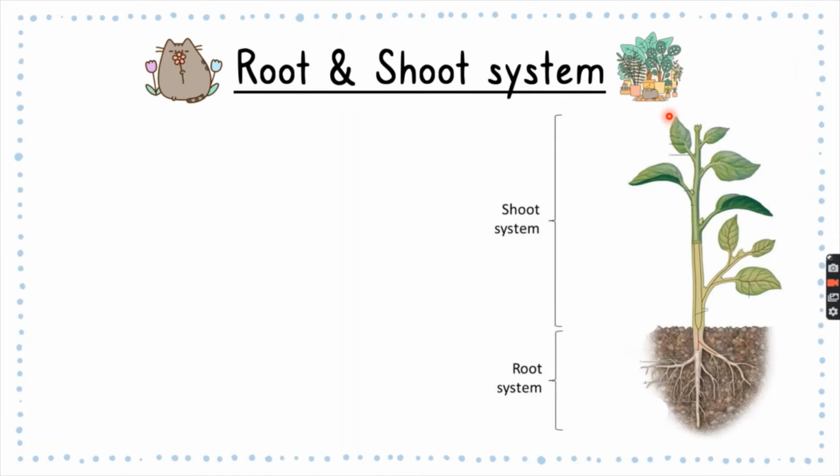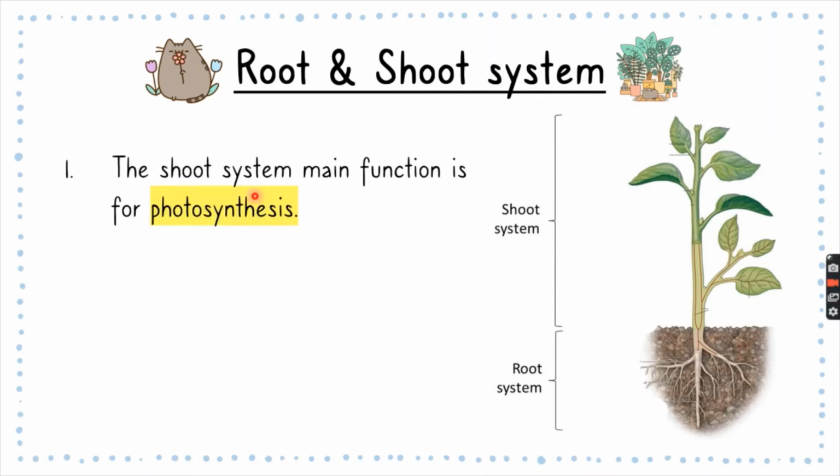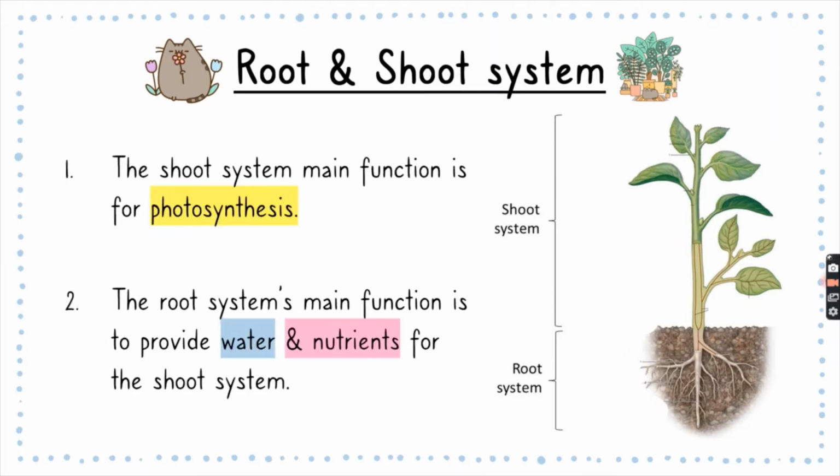So let's do a bit of a recap. A plant is an organism and it has systems as well. Let's recall what a system is: a system is when different organs come together to perform a function. The leaves are organs, and parts like the root are organs of the plant. We have the shoot system, which is in charge of photosynthesis, and we also have the root system, whose main function is to provide water and nutrients for the shoot system.